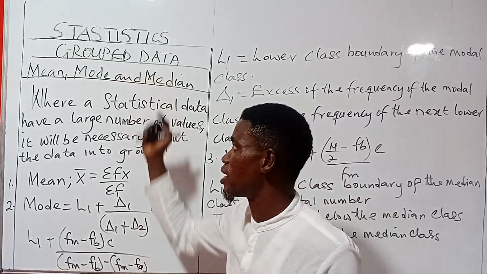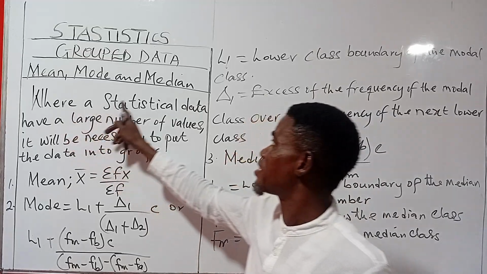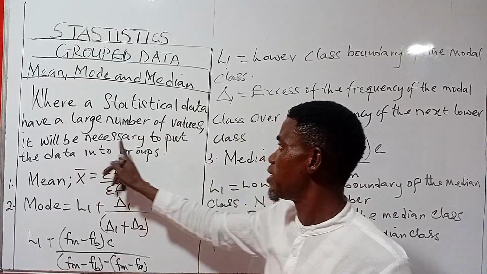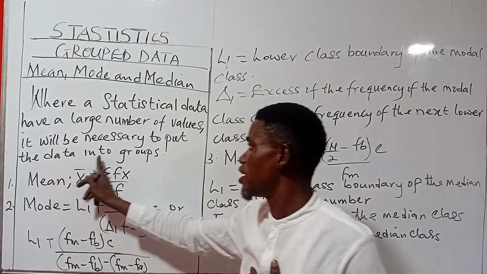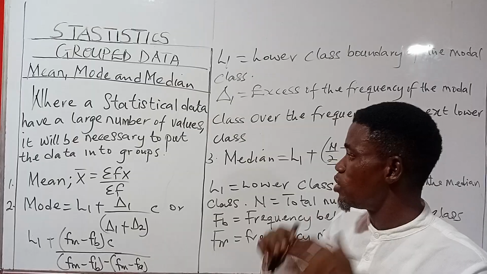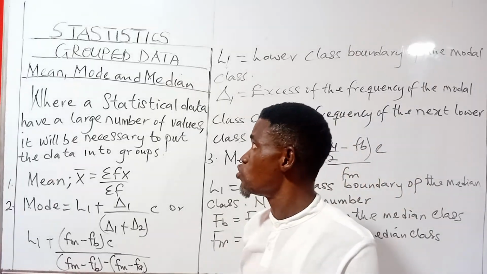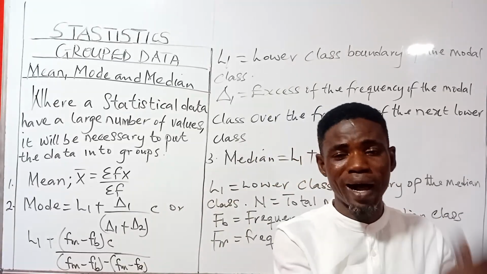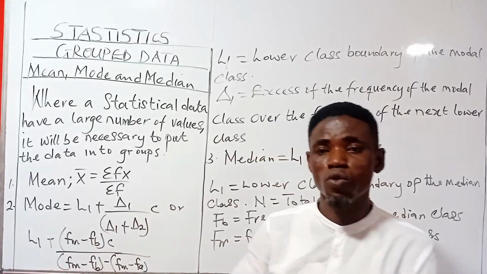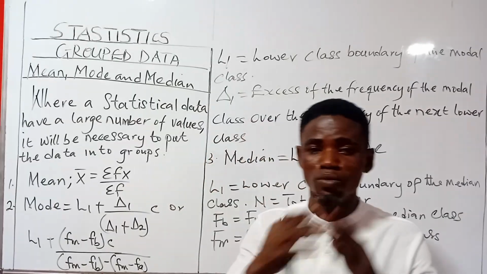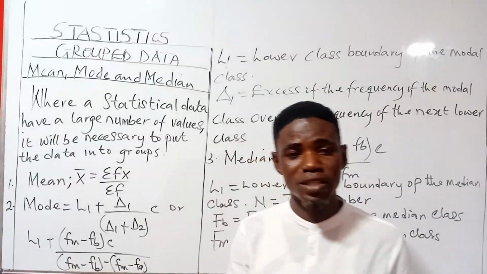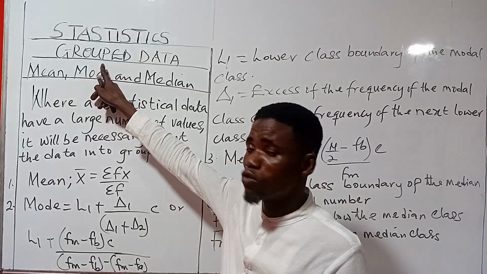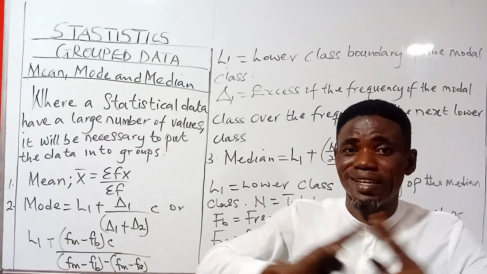But when we say group data, that is when a statistical data has a large number of values. It will be necessary to put the data into groups. In that case, we need to put the data into groups. That's where we are going to have intervals, for instance from 1 to 10, from 11 to 20, from 21 to 30, from 31 to 40, and on and on. That is group data, when we make use of the interval.